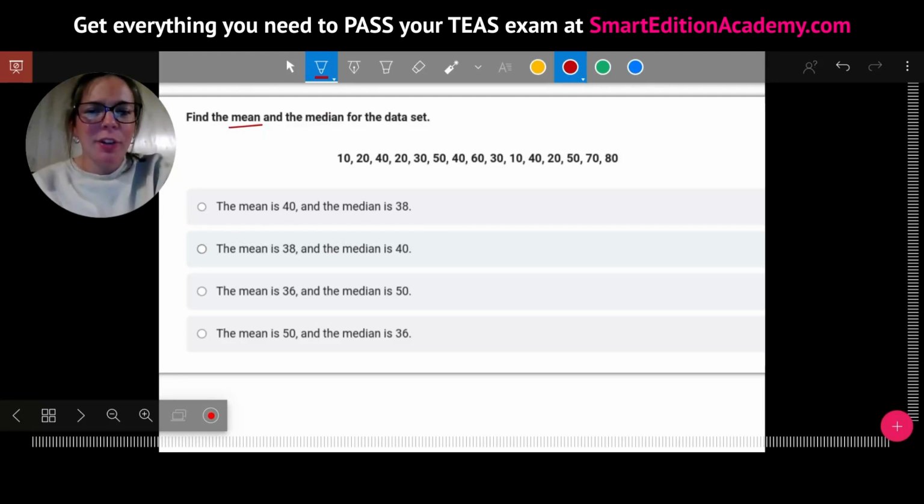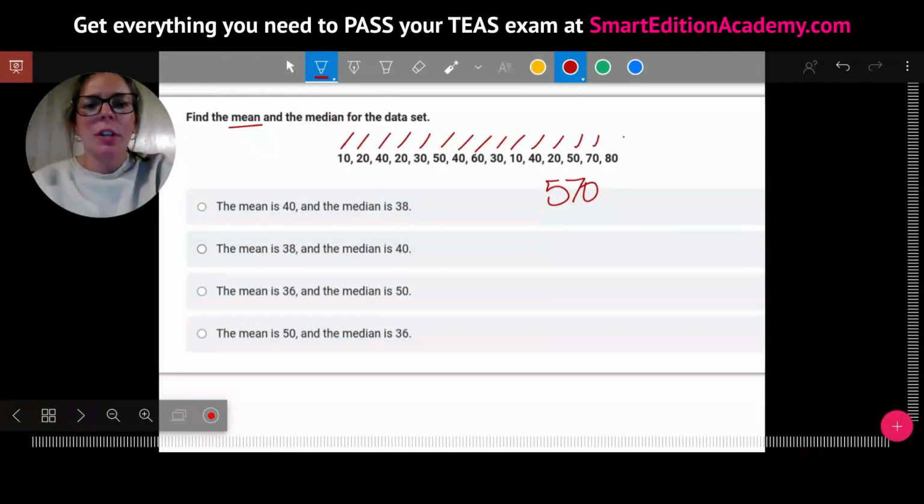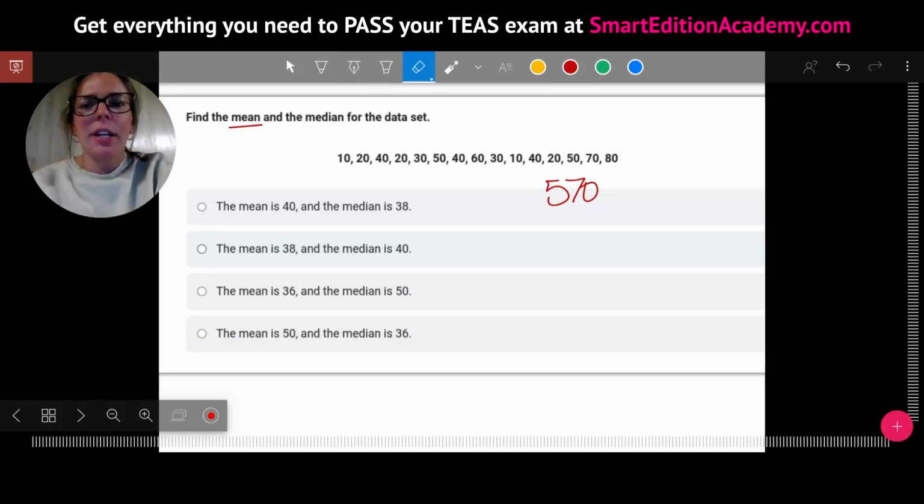I'm getting 570 as my total, as the sum. Now, how many pieces of data are there? 1, 2, 3, 4, 5, 6, 7, 8, 9, 10, 11, 12, 14, 15. So 15 pieces of data. So if I take 570 and divide it by 15, this is the mean. I'm going to get 38.